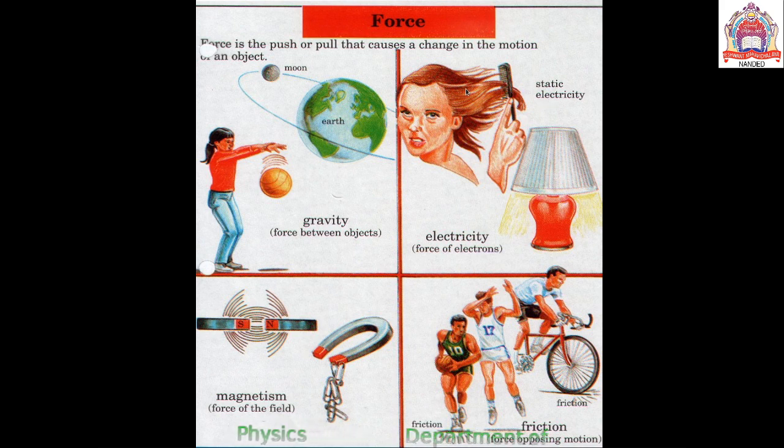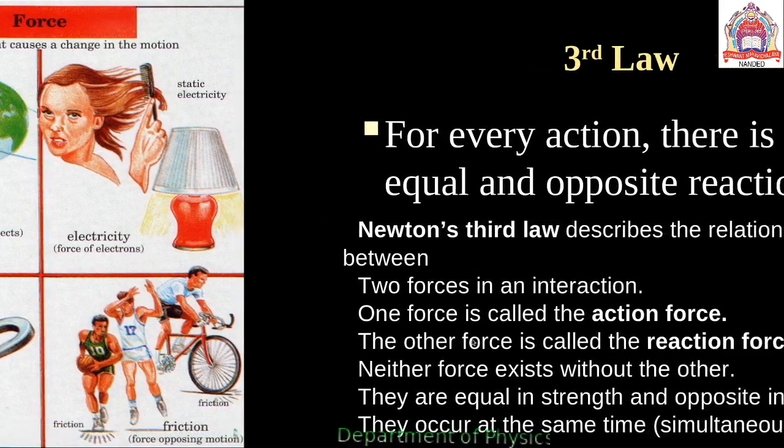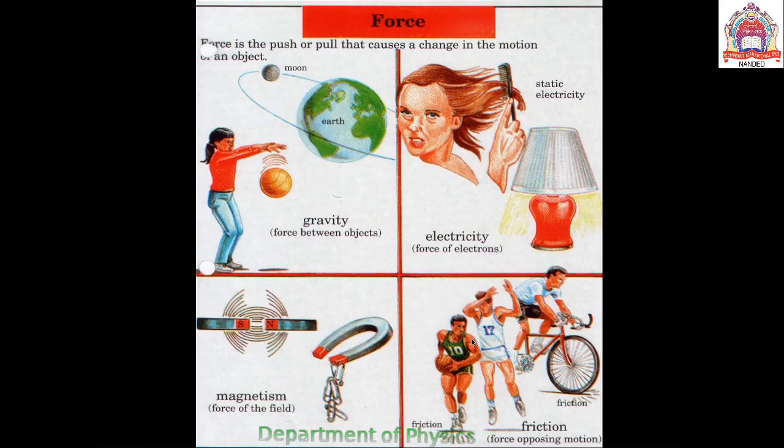The static electricity: when your comb is in motion through your hair, the charges are deposited on the comb and we get static electricity. And when we are using the table lamp, the force of electrons due to the electricity will be there. The magnetism, force of the field between the two. Then the friction takes place here, and friction is the force opposing the motion. So friction takes place.